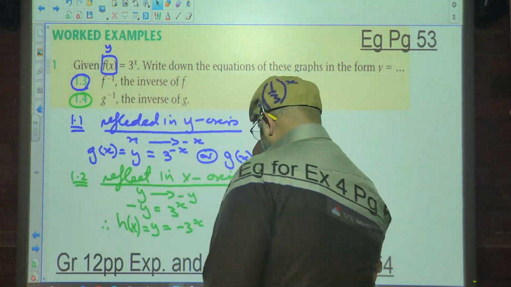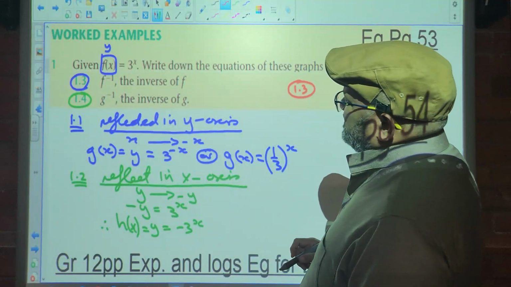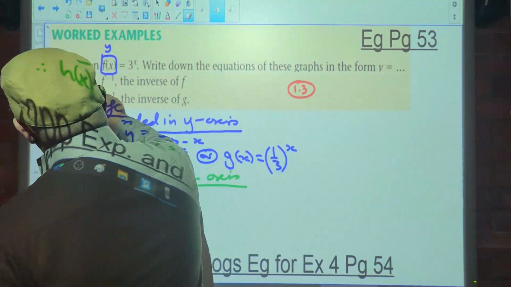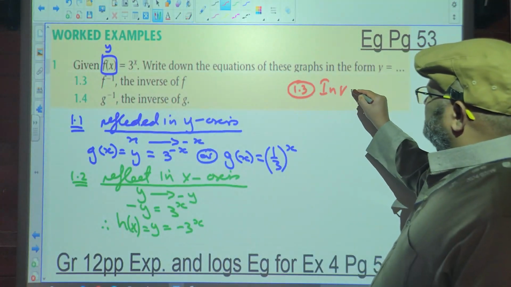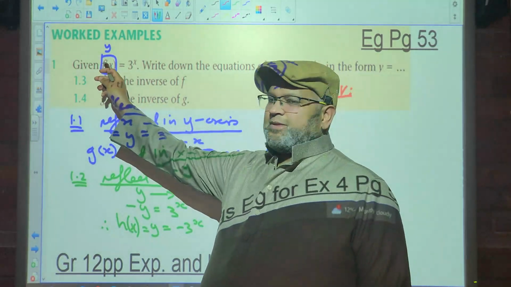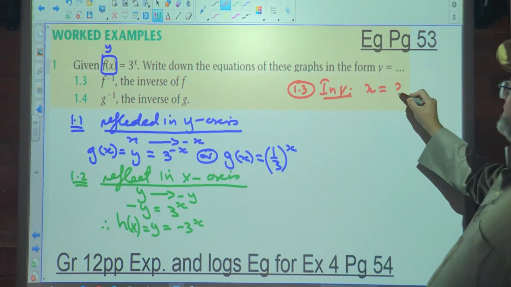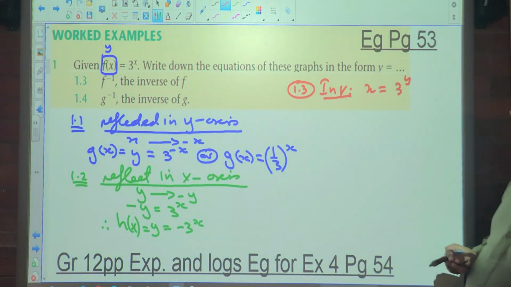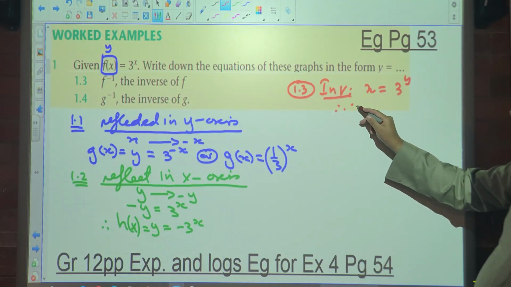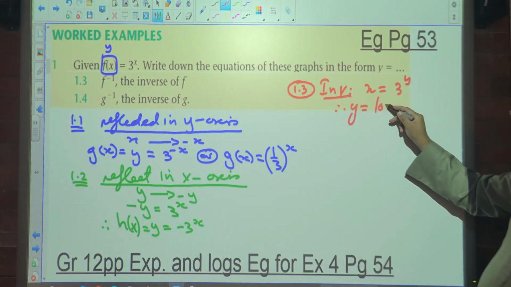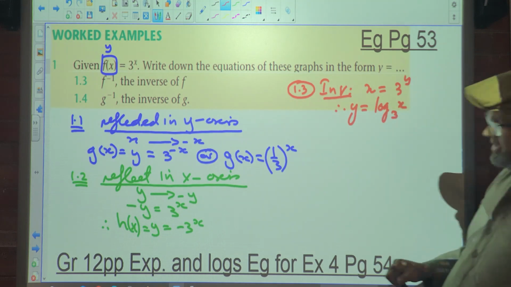So 1.3. The inverse of f. What do I do for the inverse function? Remember, this is your f, no? We're going to interchange x and y. So x is equal to 3 to the y. So you want to make y the subject of the formula. Therefore, y is equal to log x base 3. And this is the inverse.